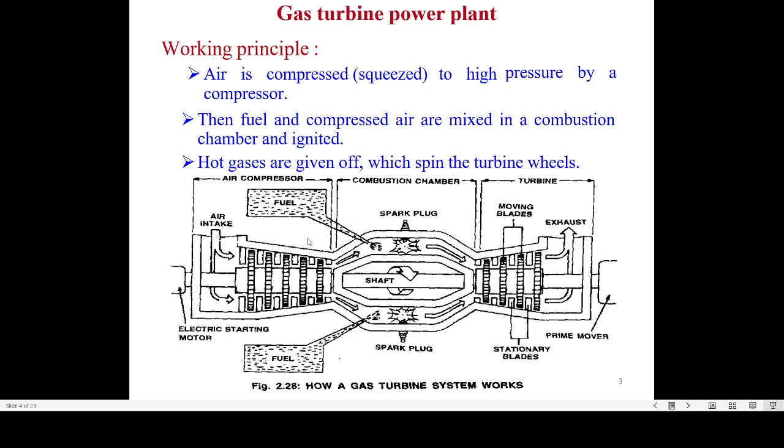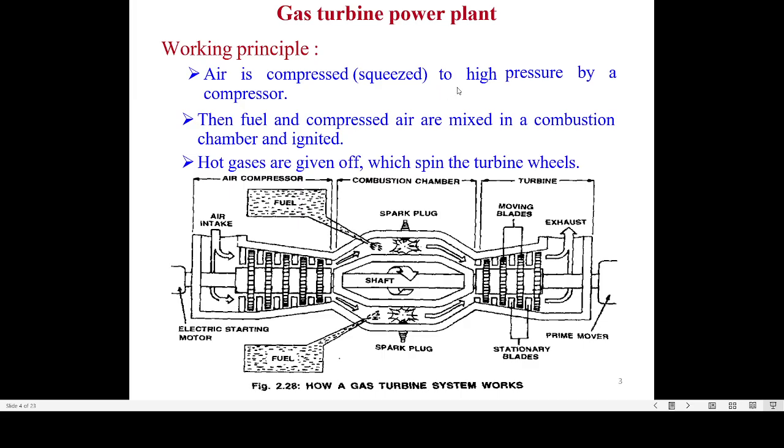That essentially consists of three different components, three different parts I can say. The first one is the air compressor. Next to that is the combustion chamber, and toward the end it is the turbine. So I can say that the gas turbine consists of three important mechanical components: air compressor, combustion chamber, and the turbine.